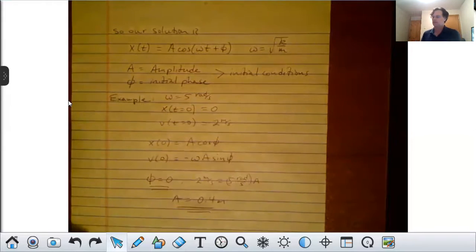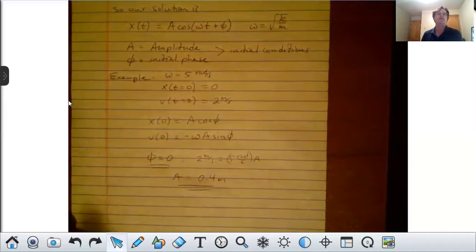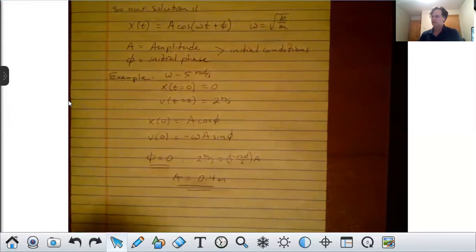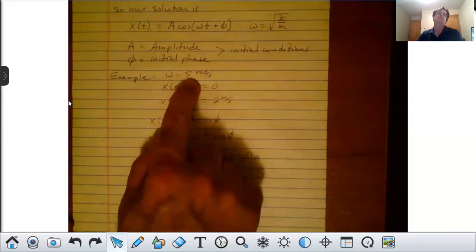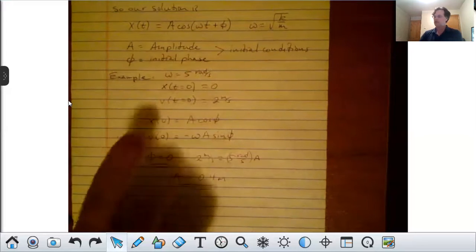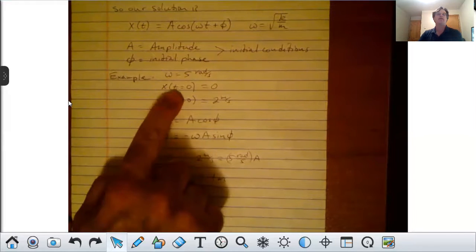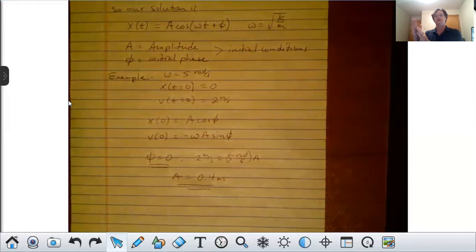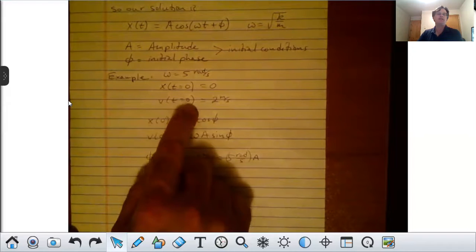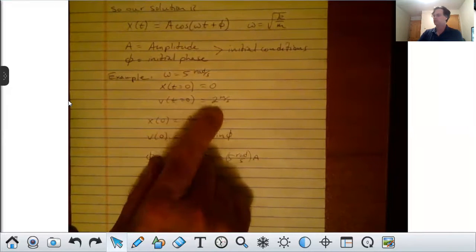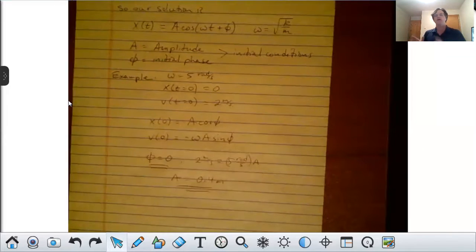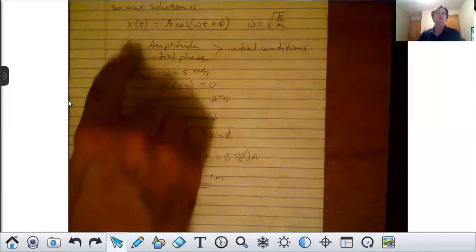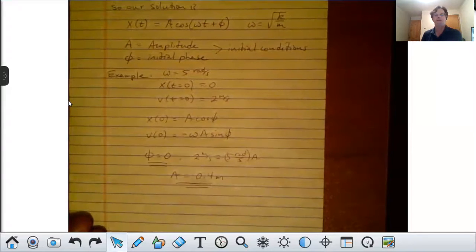So let's do an example here. Let's say I've got my spring and I've calculated omega, depending on k and m, to be 5 radians per second. Now I start the motion at the equilibrium. At time equal to 0, x is 0 meters. So it's just sitting there, it's not moving. And then I give it a push and give it an initial velocity at that initial time of 0 of 2 meters per second. How do I determine these two constants, amplitude and initial phase?